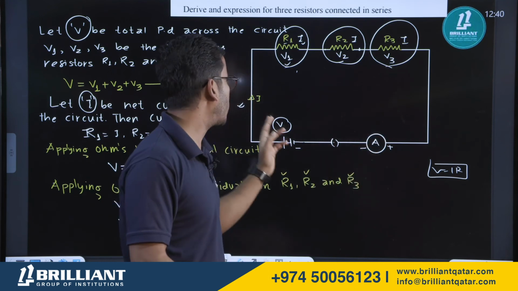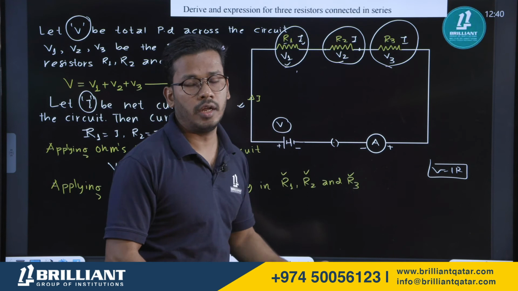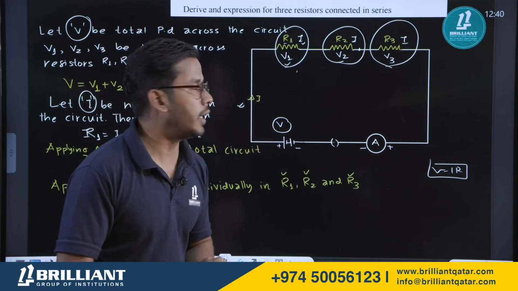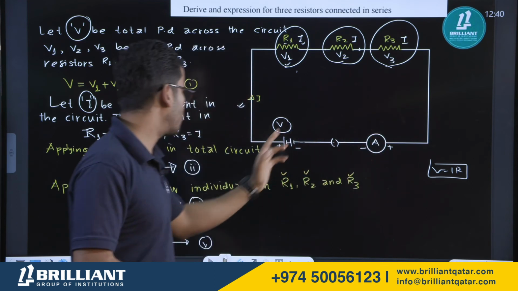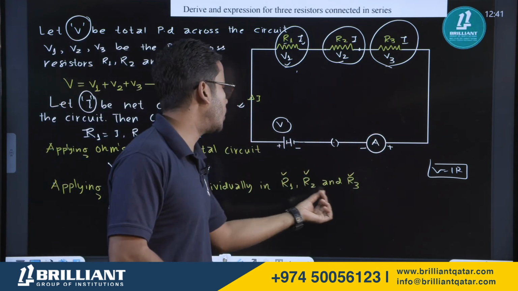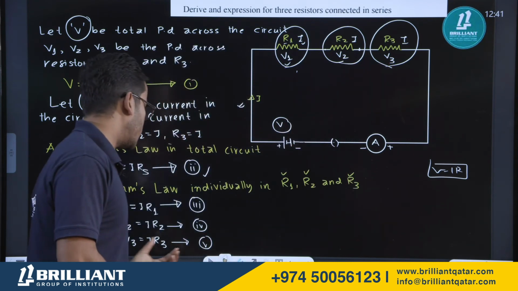So you took total current as I, and I. Once you did this, you applied Ohm's law 4 times. What is that? In the total circuit, you apply Ohm's law, you got this. Individually in R1, R2 and R3, you applied Ohm's law and you got this.